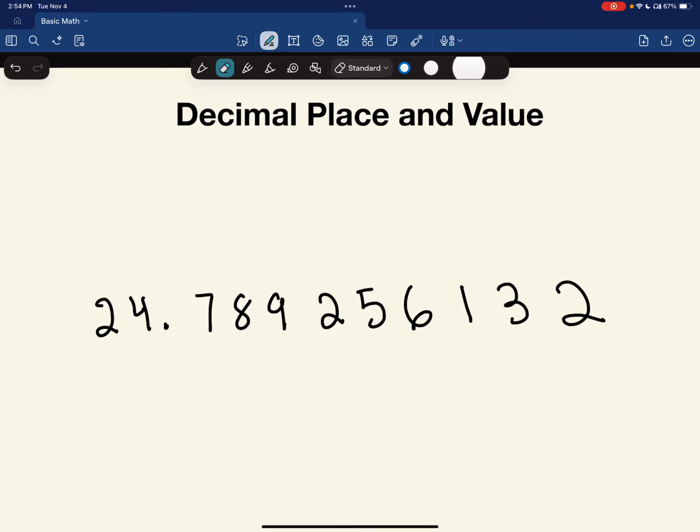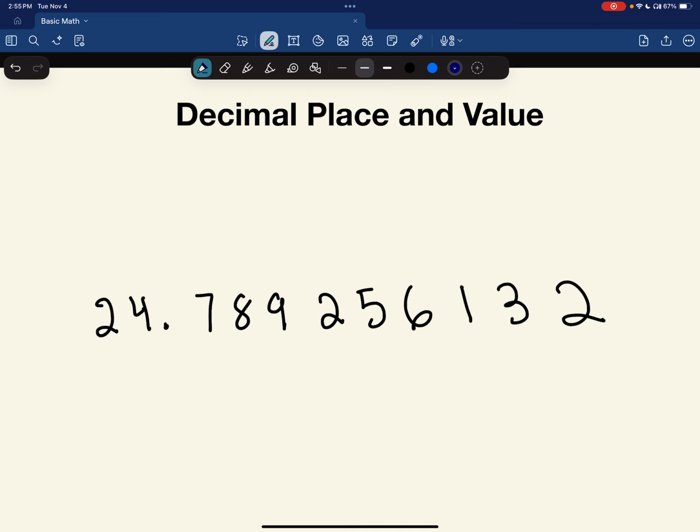Hello everybody. In this video, we will be covering decimal place and value. On the screen, I have written down a number, 24 and 789,256,132 billionths. So essentially, I wrote down the digits 24, decimal point, 789,256,132. Now let's go over the place and value of each of these digits.